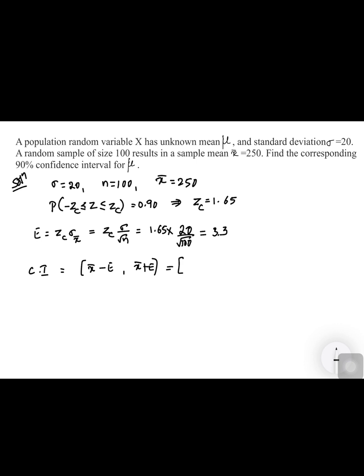So this gives us 250 minus 3.3 comma 250 plus 3.3, which gives us 246.7 comma 253.3. So the confidence interval for the mu is 246.7, 253.3.